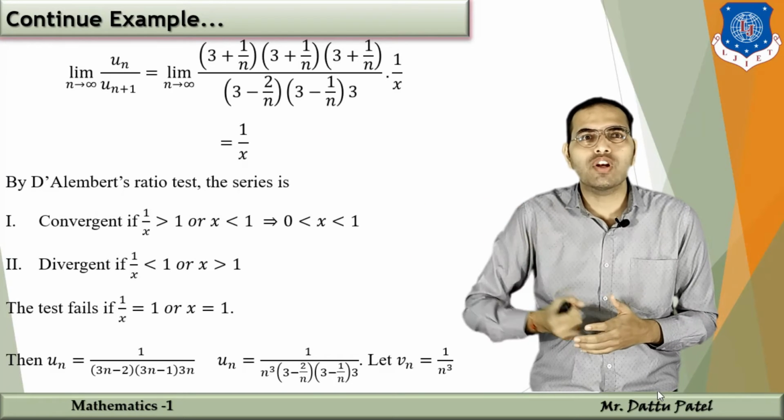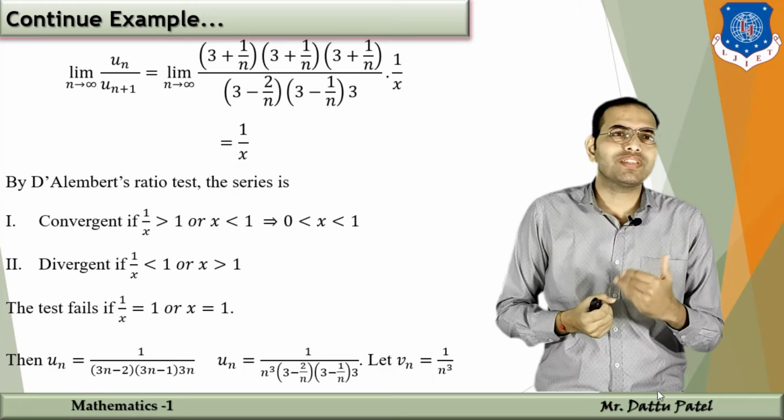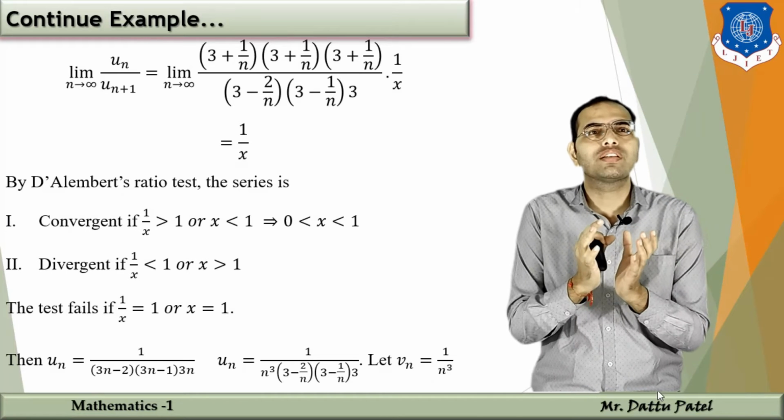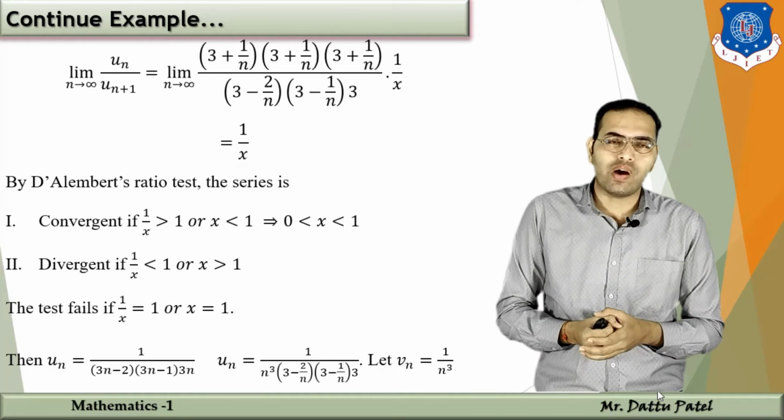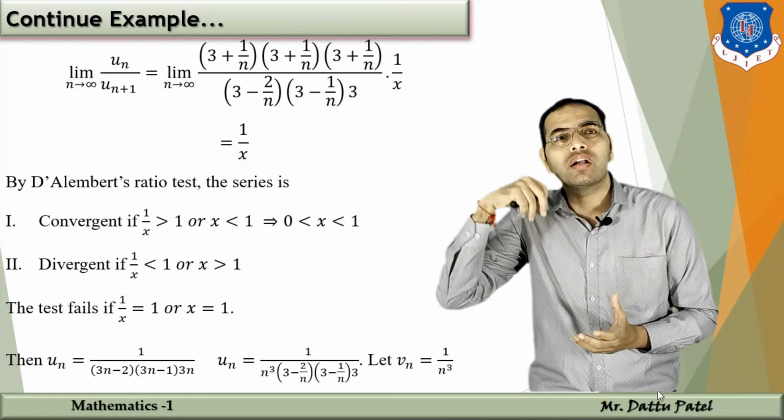But what about x equal to 1? According to the condition, 1 upon x equal to 1 means x equal to 1, so we can say that the given test has failed. In that case we have to apply another test.